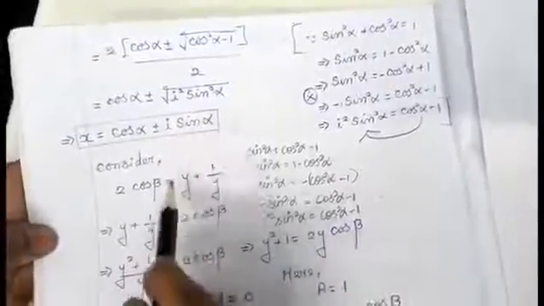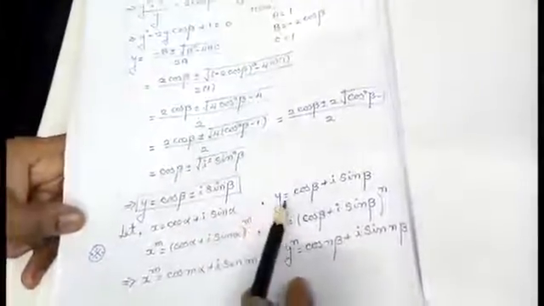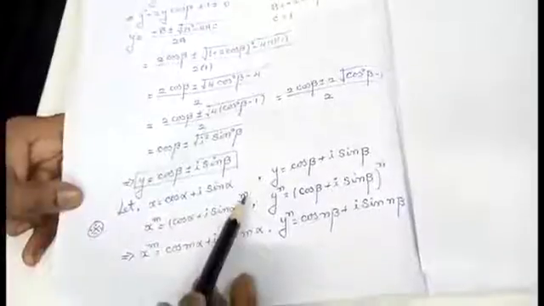The same procedure is repeated for cos beta, that is y. I am finding the value, cos beta plus or minus i sin beta. From this plus or minus, I am taking only the positive value. x is equal to cos alpha plus i sin alpha, comma, y is equal to cos beta plus i sin beta. x to the power m means cos alpha plus i sin alpha the whole to the power m.